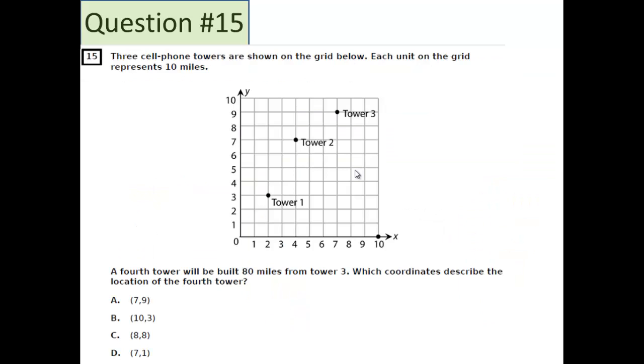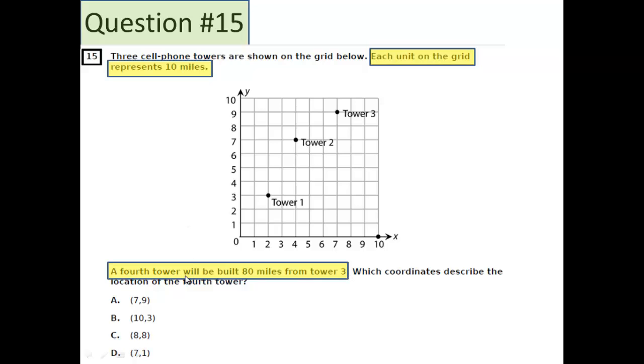Number 15. Oh man, this one was tricky too. Okay, it says 3 cell phone towers are shown on the grid below. Each unit on the grid represents 10 miles. A 4th tower will be built 80 miles from Tower 3. Which coordinate describes the location of the 4th tower? All right. Each unit on the grid represents 10 miles. And a 4th tower will be built 80 miles.